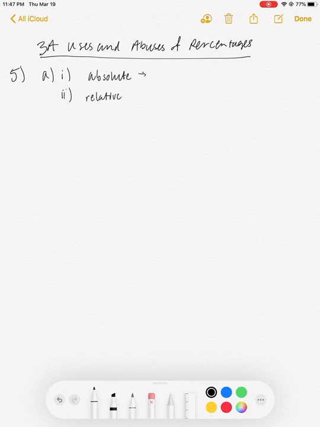So absolute goes with percentage points, where you're just dealing with the percents themselves. Relative is a percent change. Like it goes up by a certain number of percent, or goes down by a certain number of percent.